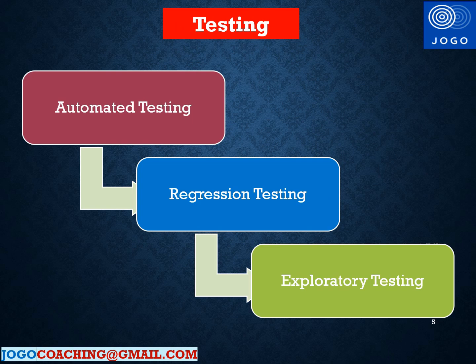The fourth phase in SDLC is testing. Automated testing is one of the engineering practices. System test, integration test, and user interface test automation practices are followed by this team. Another engineering practice followed in the testing phase is regression testing. Automated tests are running continuously to ensure that new code is not breaking the existing functionality. This is called regression testing.